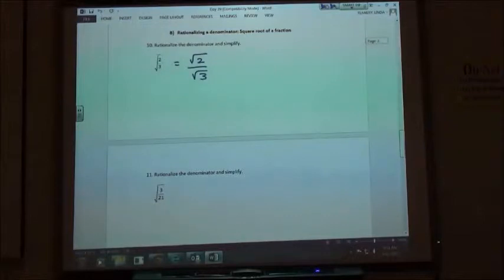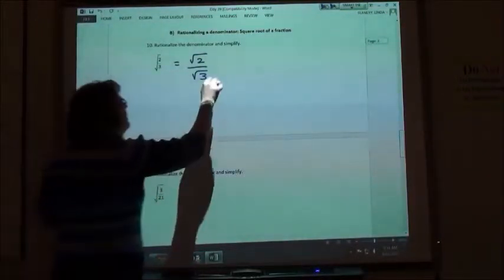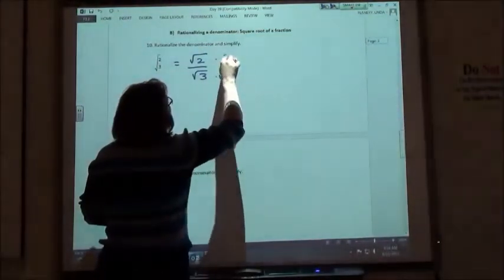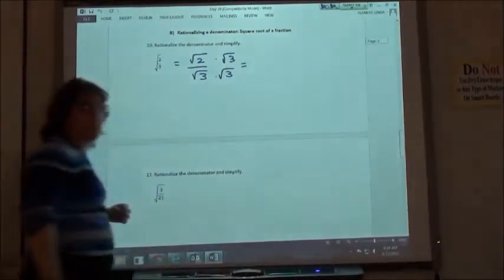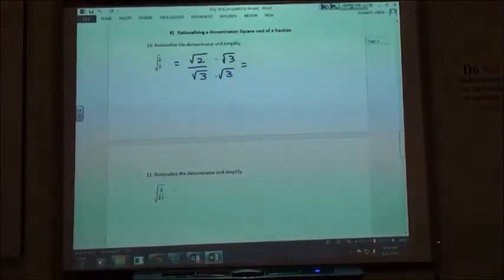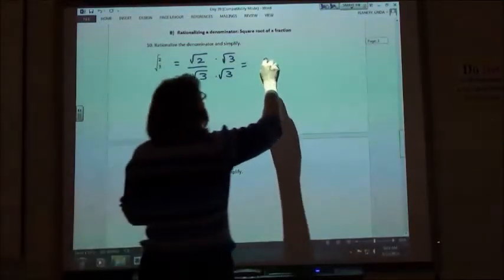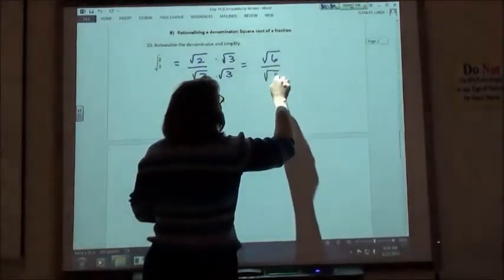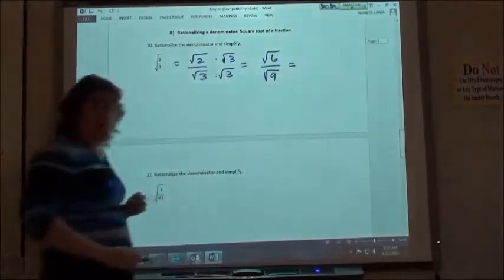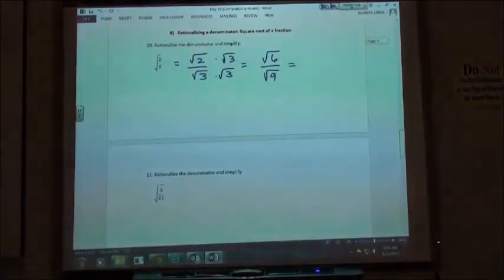Multiplying it by the square root of 3. And if I do that, I'm going to get the square root of 6 over the square root of 9. And then taking the square root of 9, I would get an answer of square root of 6 over 3.